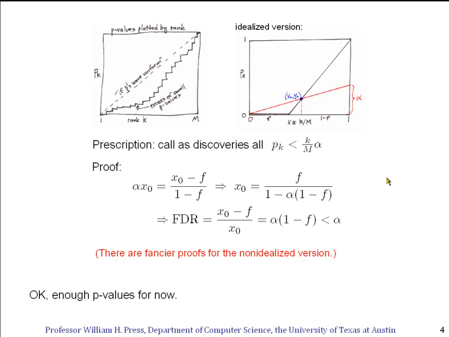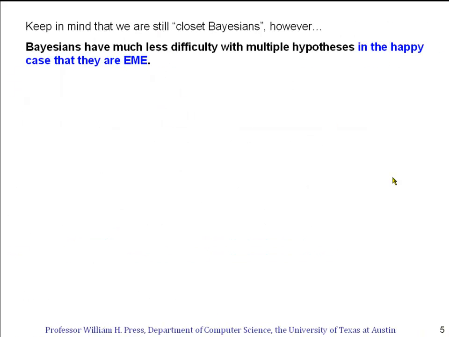Okay, that's actually all we're going to do with p-values and multiple hypothesis testing for right now. But before I let you go, I want to go back and give us a Bayesian gloss on what we've just been doing. Bayesians have a much easier time with multiple hypothesis correction than frequentists do, and I want to show you why here.